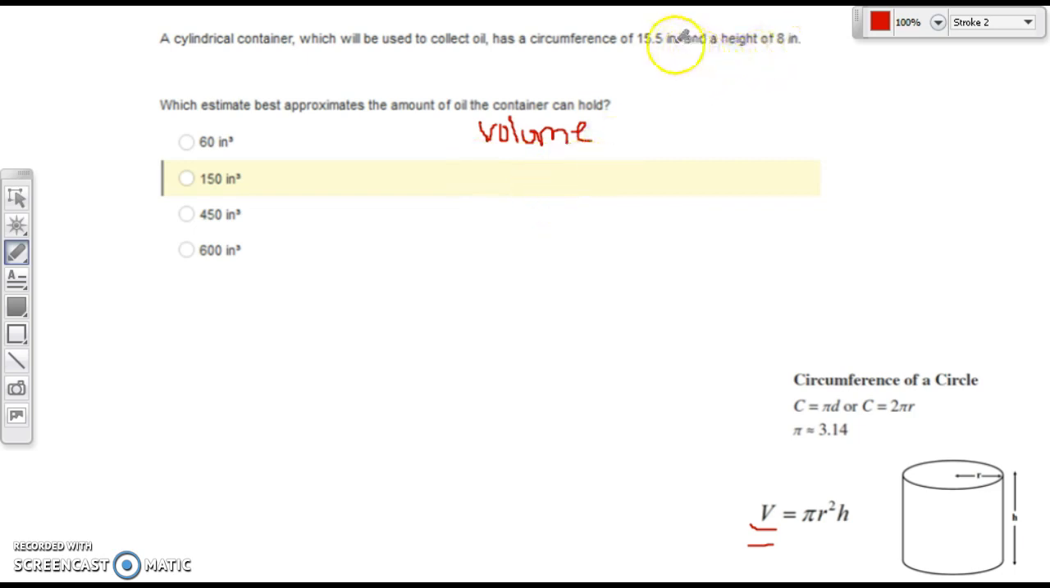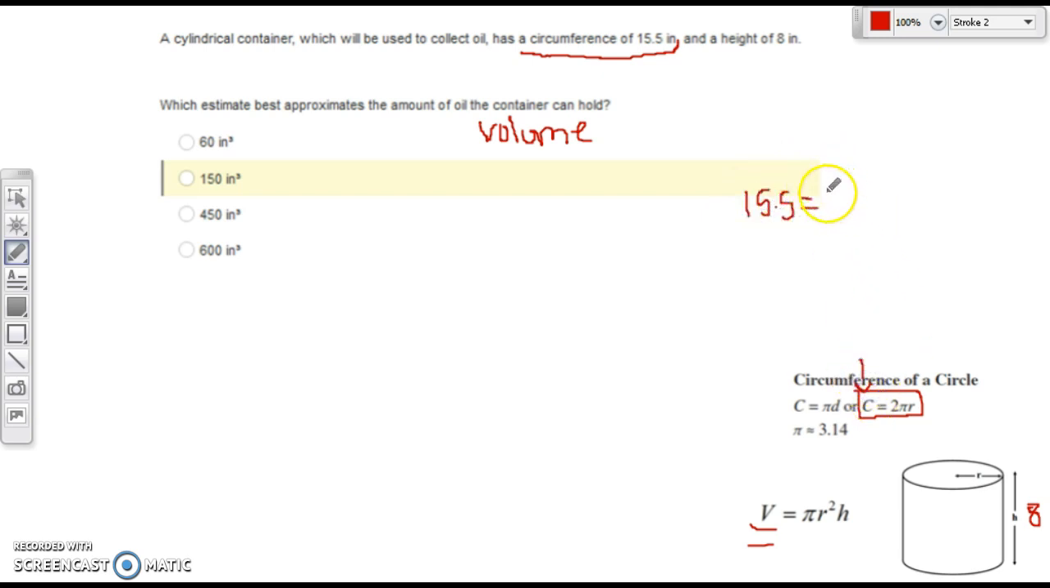But first we need to know all of our pieces. All right, we do know the height is 8. But what we don't know yet is the radius. What it gives us is the circumference is 15.5. So we can plug that into our circumference formula. And since we're trying to find the radius, I'm going to plug it into the circumference formula that uses the radius. So I'm going to start off by plugging in my circumference, 15.5, into this formula.